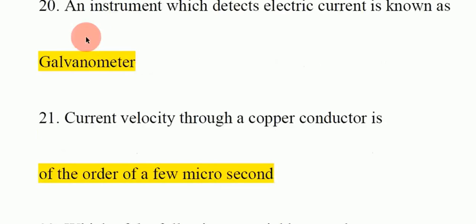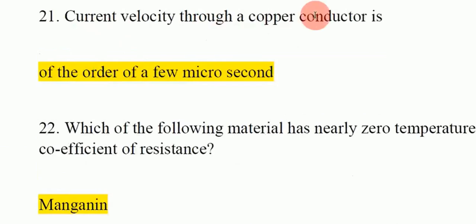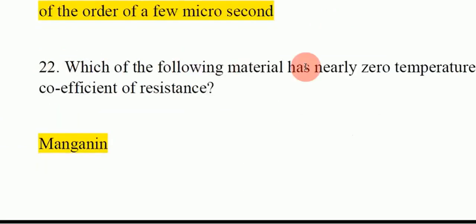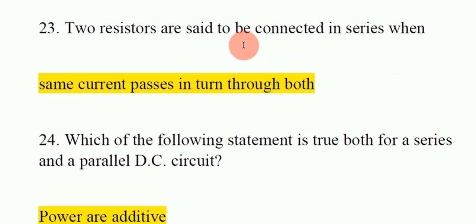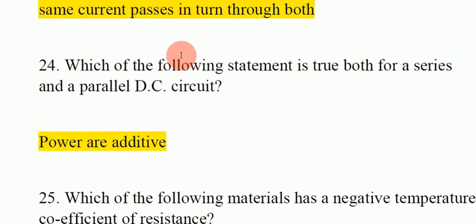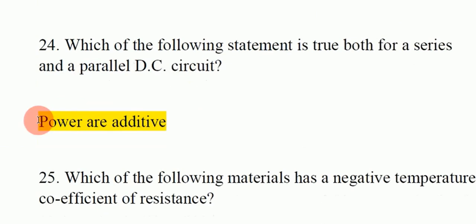The instrument which detects electric current is the galvanometer. Current velocity through a copper conductor is of the order of a few microseconds. Which of the following has nearly zero temperature coefficient? That is manganin. We have to remember this. Two resistors are said to be connected in series when the same current passes in turn through both. Which statement is true for both series and parallel? Powers are additive. We have to remember, powers are additive.